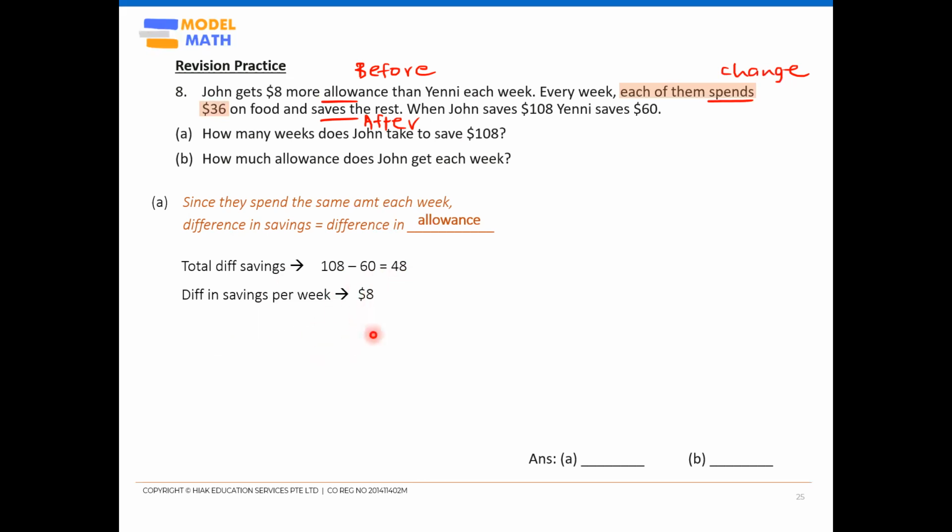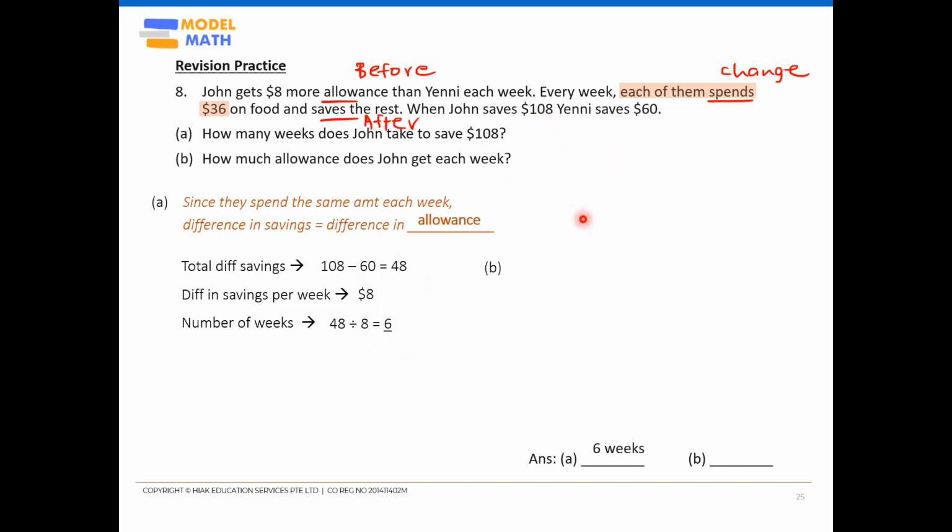Now, of course, 1 week is not enough for them to create a difference of $48 in savings. Hence, this is where you work on the number of weeks. We want to find out how many weeks it took for them to save up a difference of $48. So you take the total difference divided by the difference per week to get the number of weeks. So 6 weeks is your answer. So 6 weeks to create a difference of $48, which also means 6 weeks for John to save $108, which also means 6 weeks for Yenni to save $60.